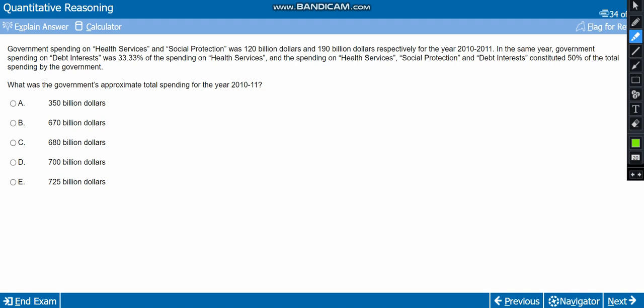In this question, we're told that in the year 2010 to 2011, the government spent on health services and social protection $120 billion and $190 billion respectively for each category. And in the same year, the government spending on debt interests was 33.33% of the spending on health services. And we're told that the spending on these three categories constituted 50% of the total spending by the government, and we're asked to figure out what the approximate total spending for the year 2010 to 2011 was.